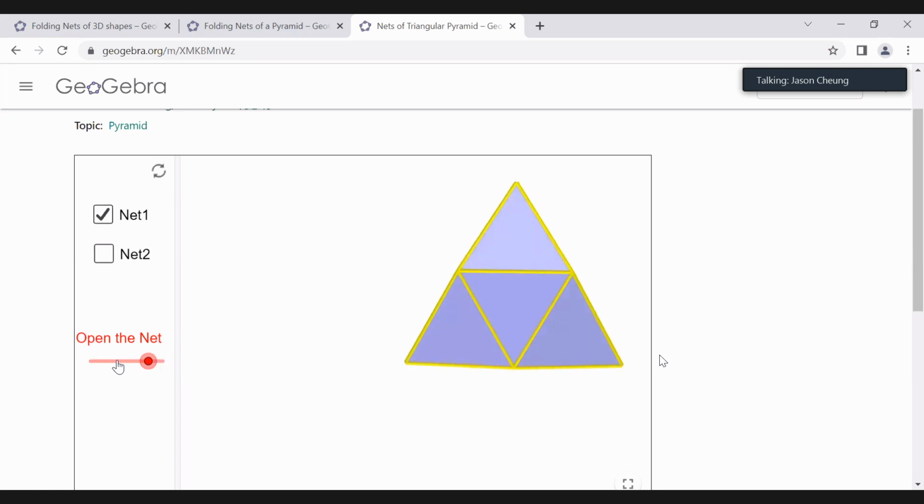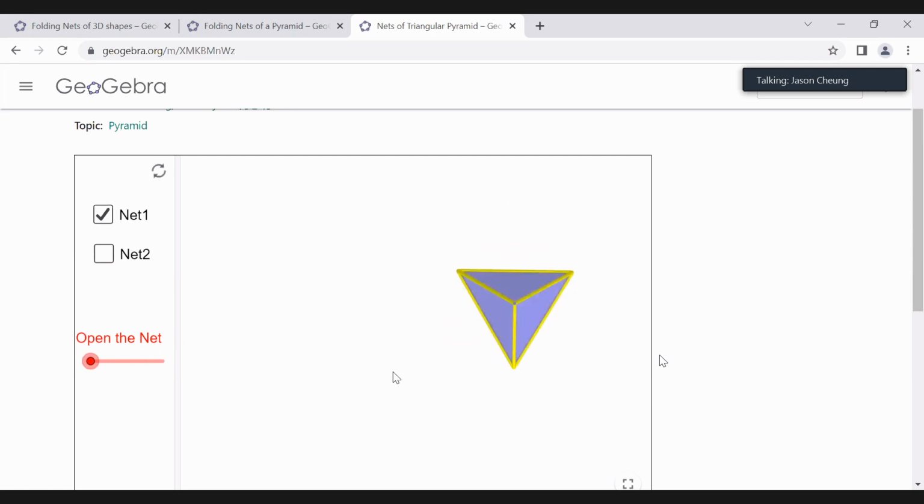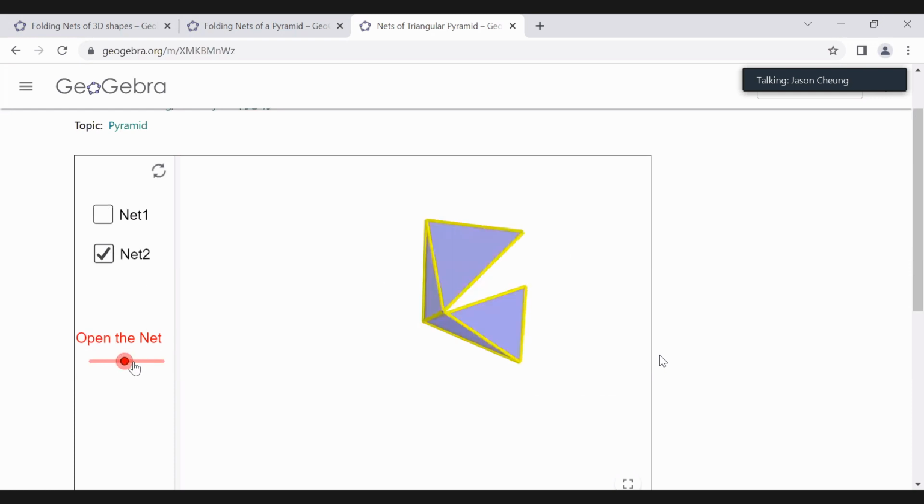And then when we fold it, we can see that this triangle, 1, 2, 3, these three triangles will go up. Can you see it? They go up and then form a triangular pyramid. All right, so this is the first one. Second, is the second net here. The second net is like this.